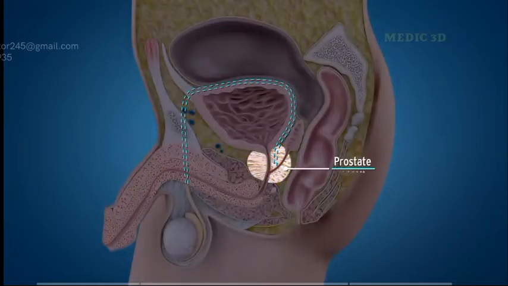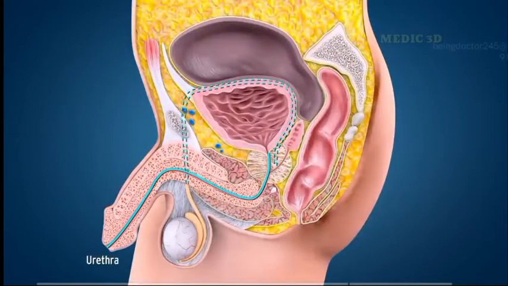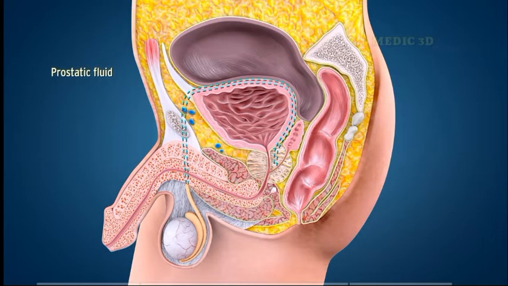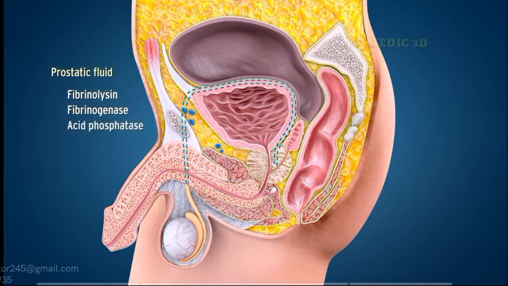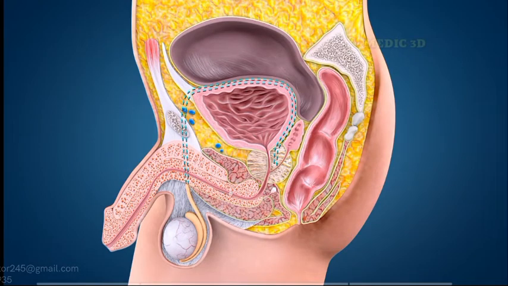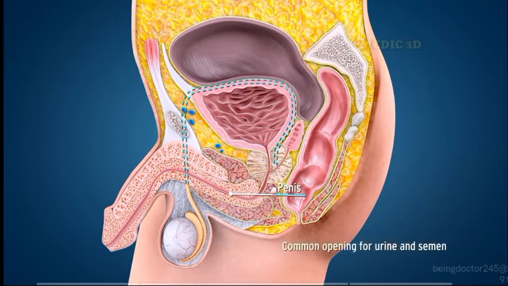The prostate is the largest gland of the male reproductive system. The urethra passes through the center of the prostate and joins the ejaculatory duct in the prostate. The prostatic fluid is rich in fibrinolysin, fibrinogenase, and acid phosphatase. The penis is a copulatory organ of the male and is the common opening for urine and semen.